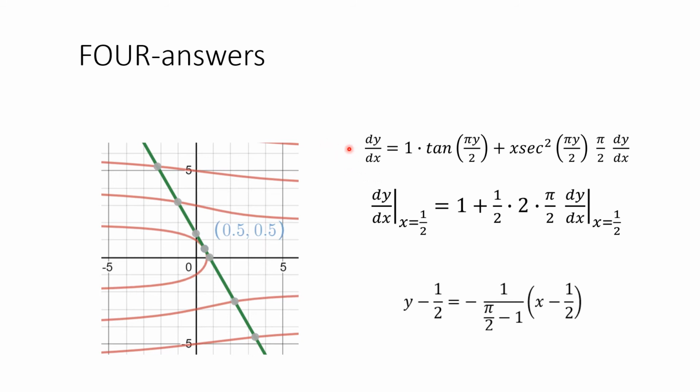So I do implicit differentiation here, then I substitute 1/2 in for x, and I find out that the slope is minus 1 over pi over 2 minus 1. And so then it's going to be y minus the y coordinate is equal to the slope times x minus the x coordinate. And you can see in this curve where that is happening.